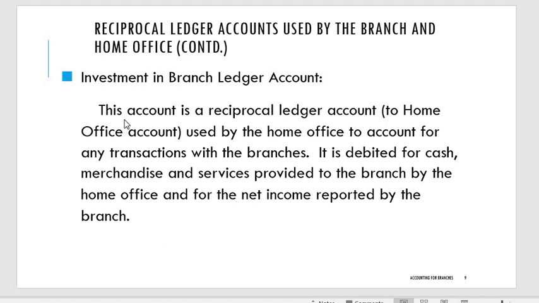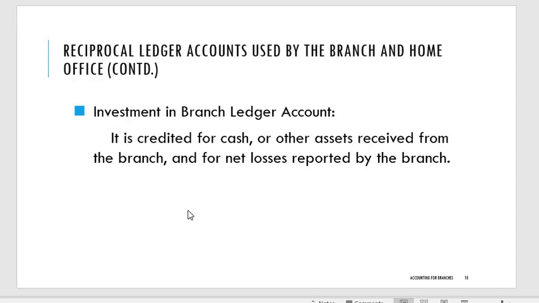Since the investment in branch account is the investment of the home office in the branch, every time there is income in the branch, the home office records it as a debit. Also, it is credited for cash and other assets received from the branch. And it shall also be credited if the branch has a loss. So, debit the investment if there is a profit, and credit the investment if there is a loss.